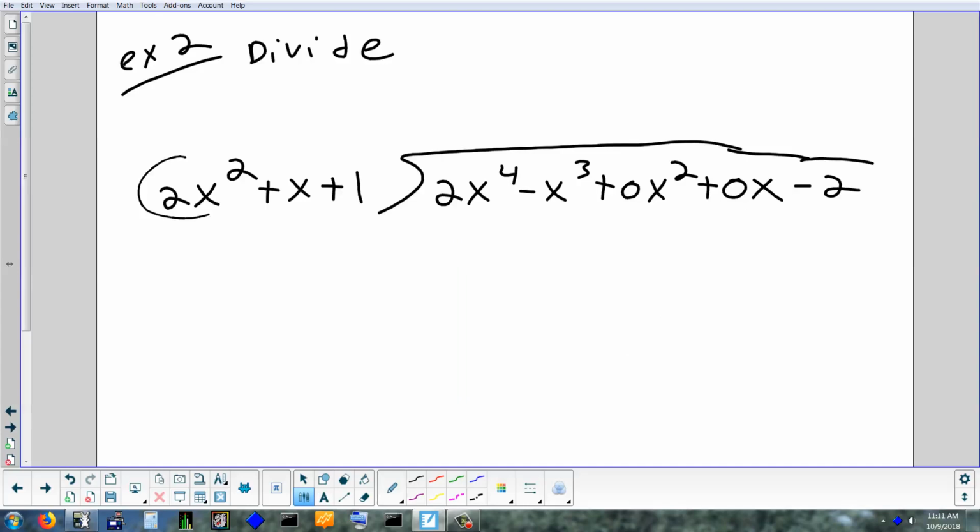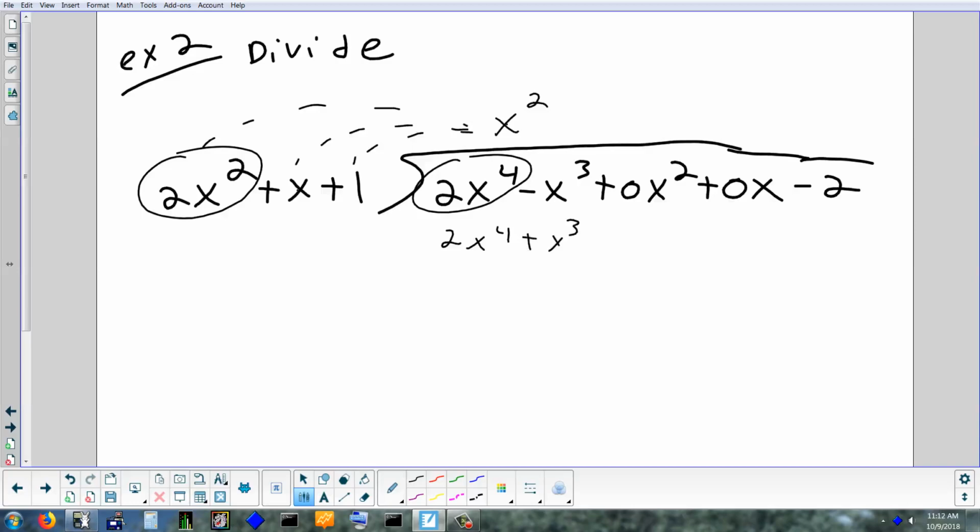Okay, so we're going to take that term and divide it into that term. That's our first step. So what's 2x to the fourth divided by 2x squared? Yeah. x squared. Yep, x squared. And you know you did it right as long as you know how to multiply monomials. If you multiply it back out and you get what you started with. So x squared times 2x squared gives me 2x to the fourth. x squared times x. Okay, so we're here, here, and here. x squared times x is x cubed.